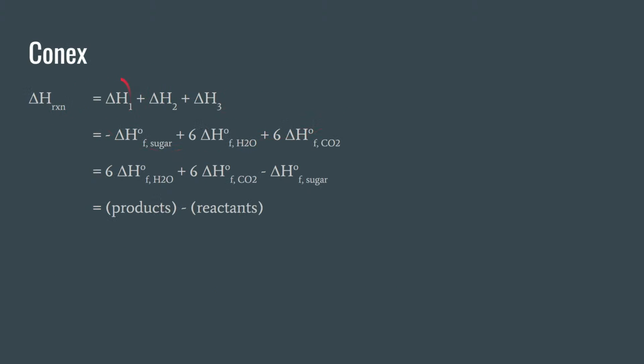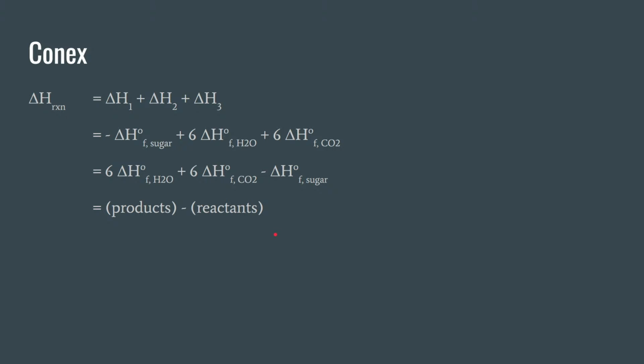It's going to be the enthalpy change for the first reaction, breaking up glucose, plus the enthalpy change of the second reaction, combining carbon and oxygen to make CO2, plus the enthalpy change of the third reaction, combining hydrogen and oxygen to make water. So the enthalpies of those reactions are the negative enthalpy of formation of sugar, plus 6 times the enthalpy of formation of water, plus 6 times the enthalpy of formation of CO2. Or, to put it another way, 6 times water plus 6 times CO2 minus sugar, aka the products of your reaction minus the reactants.